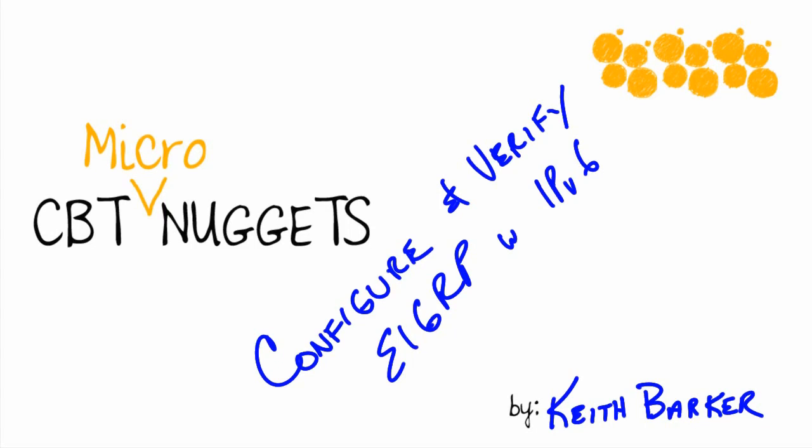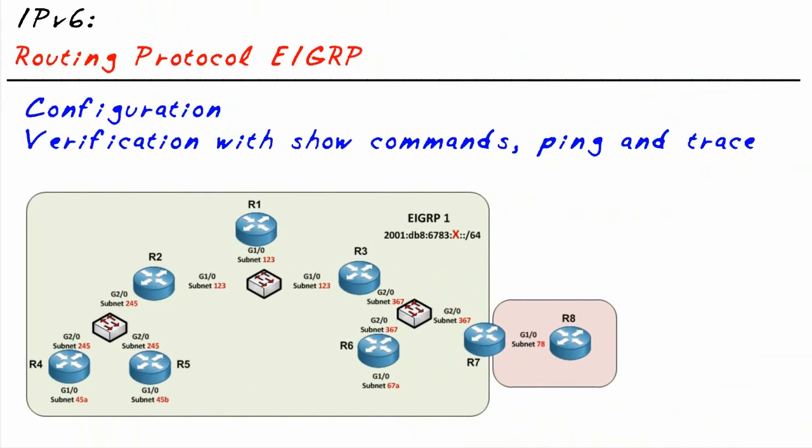Configure and verify EIGRP in the world of IPv6. Are you ready? Let's begin. Our objective for you and I in this nugget is simple. It's to take EIGRP and add it as a routing protocol to a Cisco network. We're going to take a look at the exact configurations to pull that off and also how to verify it.